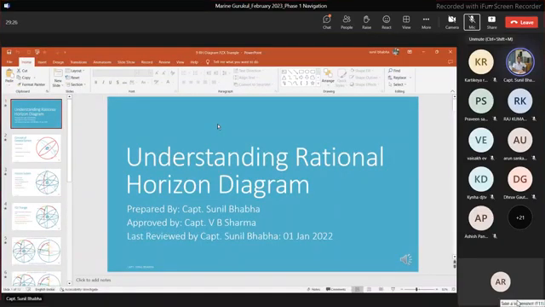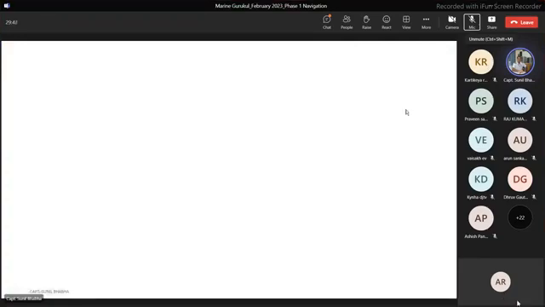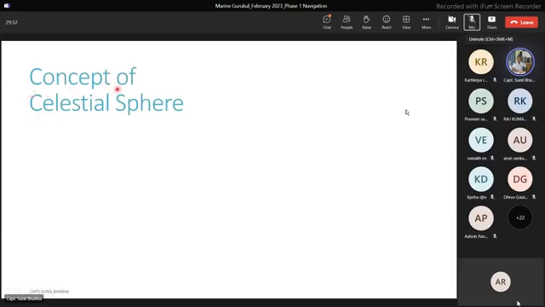So let's go. As I told you, first we'll understand the concept of celestial sphere, equinoctial system, then horizon system, and then later on the PZX triangle. Now we first move on to the concept of the celestial sphere. Now to understand the celestial sphere, let's make a diagram here.